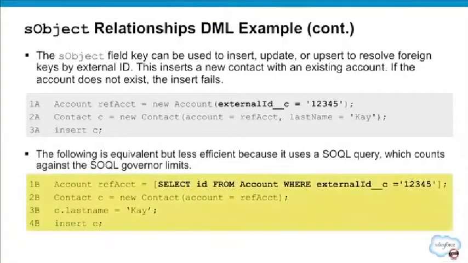Here we have our second example, and this is really what's going on behind the scenes. In other words, you don't have to do what's being shown here in this second example. You don't have to fetch the Salesforce ID from the database and then use that to perform the correlation. But roughly, this is what's going on behind the scenes. So line 1B is really unnecessary from your standpoint. You don't need to do that.